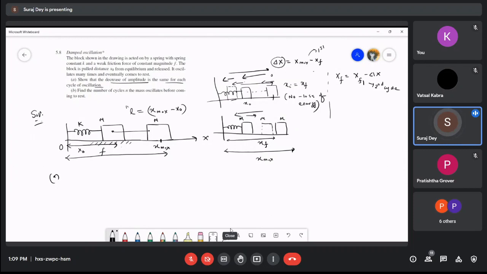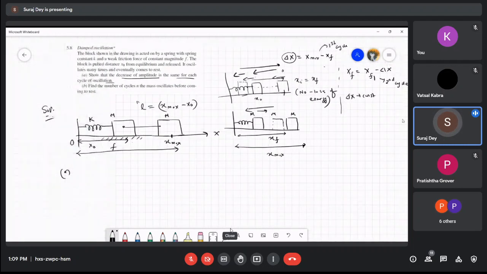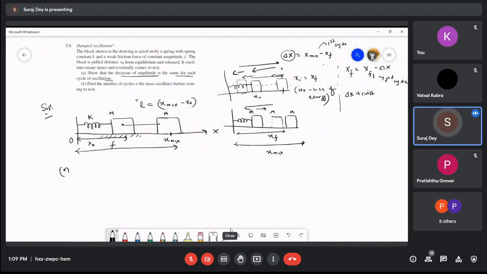So the problem is to show that in each cycle, the delta x remains the same. So this can only happen if delta x is a constant, right? So delta x does not depend on how many times this block is undergoing oscillation. So this is what we'll show in the first part, that this delta x, the loss in amplitude, is constant.